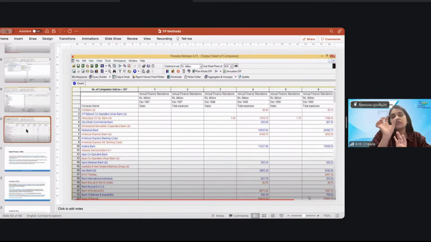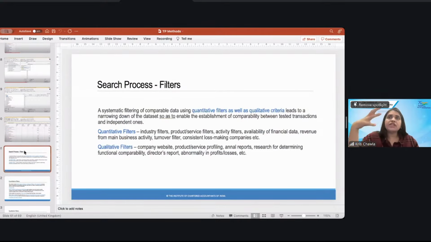Now, what do we do? We have 207 companies. We need to break them down further into a lesser number of companies. How do we do that? We apply some filters out there. The kind of filters that we apply in an Excel sheet are called quantitative filters and qualitative filters. Why do we actually apply these particular filters? Because we would want to find out comparable companies that are very, very closely associated, very, very close in terms of functionality to our taxpayer. So this is the reason we'd like to filter down the companies out there.